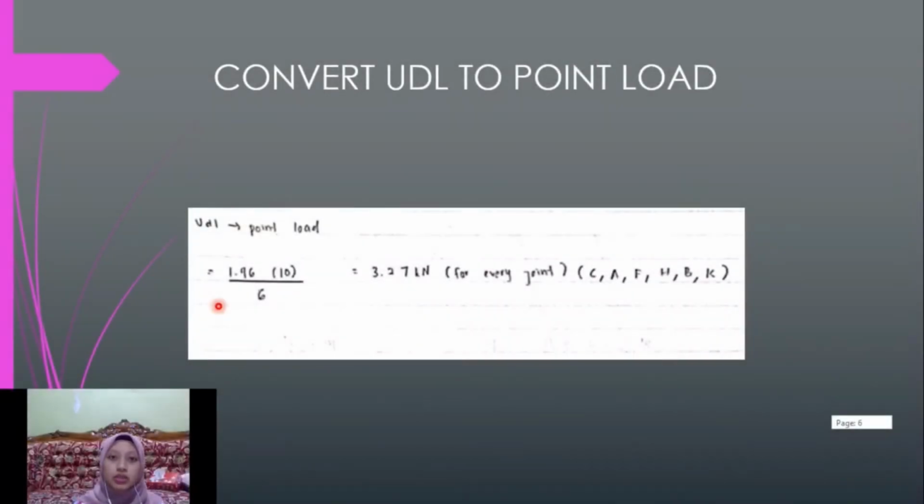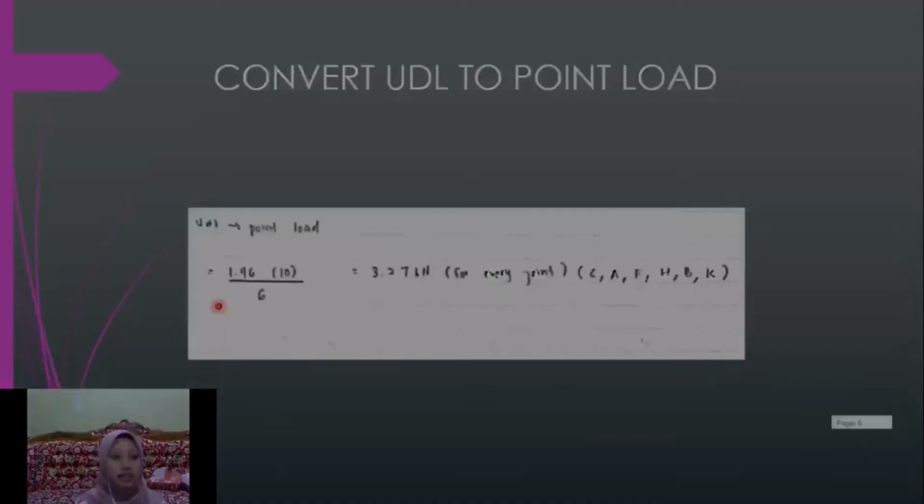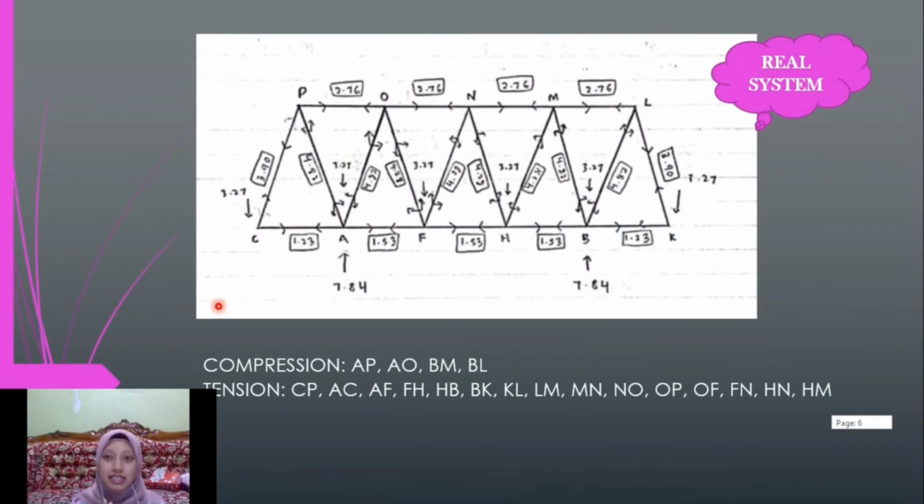Next, we need to convert the uniformly distributed load to point loads, which is 1.96 multiplied by 10 and divided by 6 joints. So we get 3.27 kilonewton for every joint, which is joint C, joint A, joint F, joint H, joint B, and joint K. Okay, this is the internal force in this system using the inspection method. As we can see, members AP, AO, BM, and BL are in compression. Meanwhile, the rest are in tension.